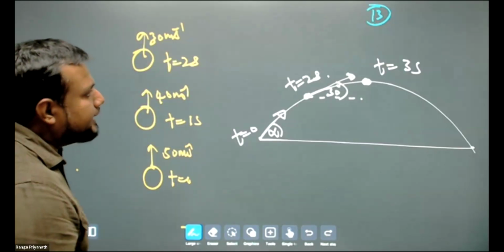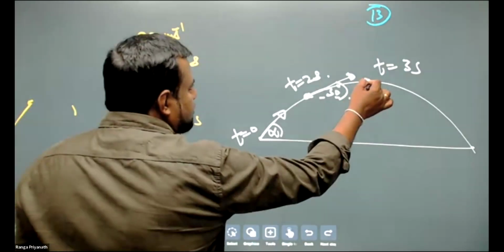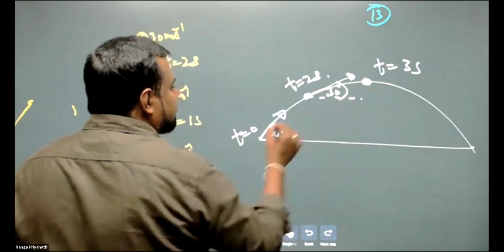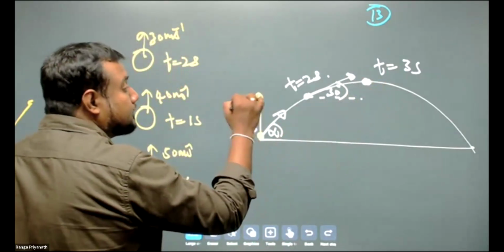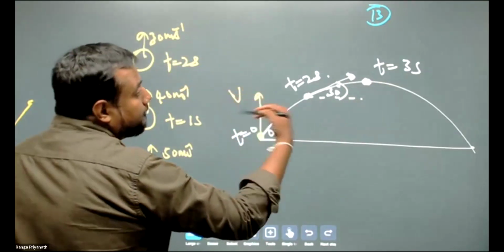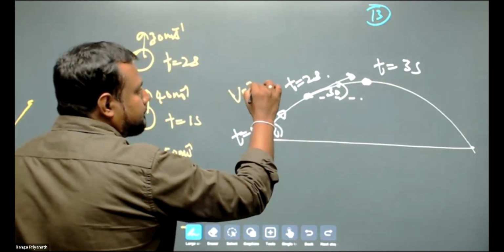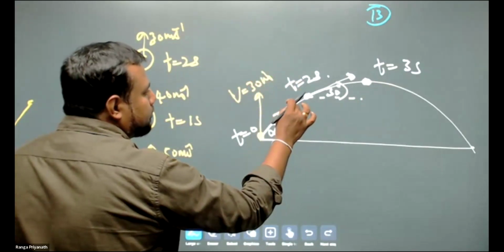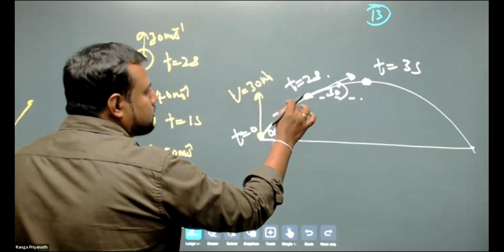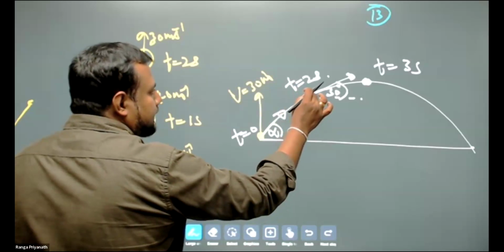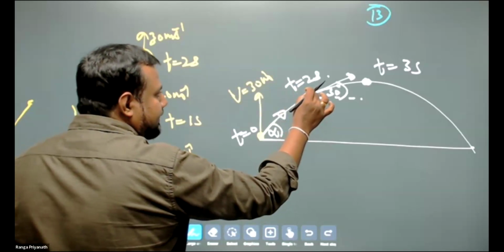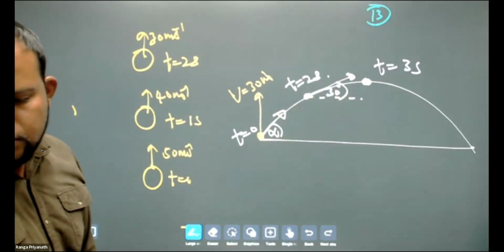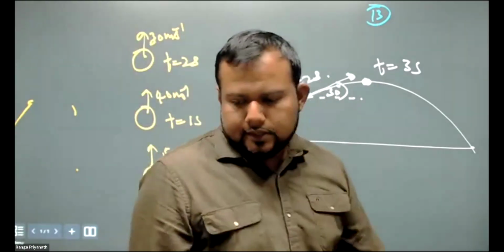So they are telling us it reaches the maximum height in 3 seconds, which means what should be the projected velocity, the vertical component of that? It must be 30, because you know that 30 ms minus 1 after 1 second comes to 20. After another 1 second it comes to 10. After another 1 second it comes to rest. Are you clear with this?